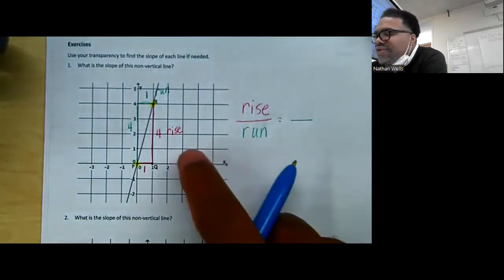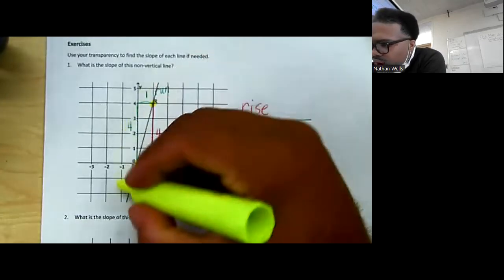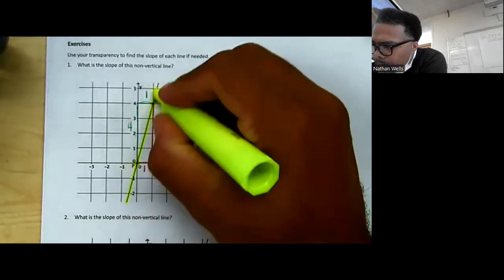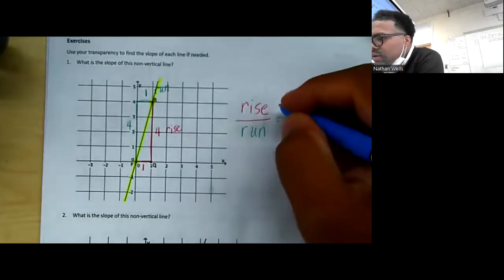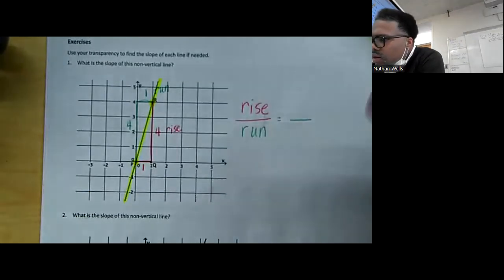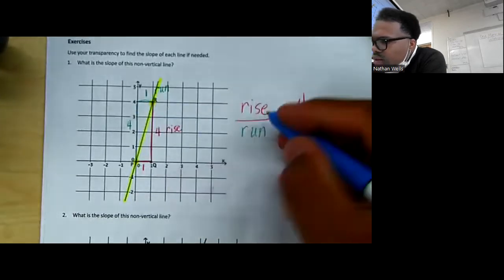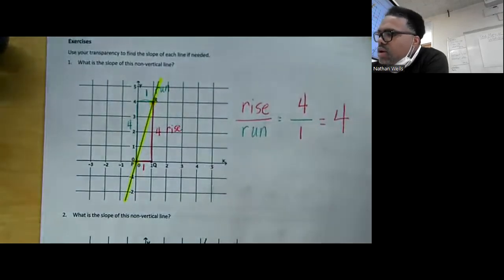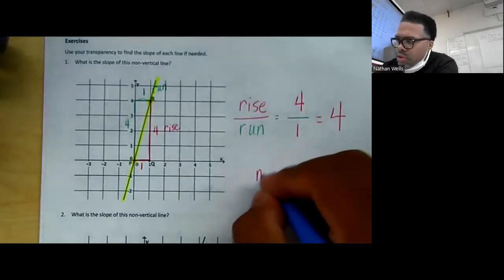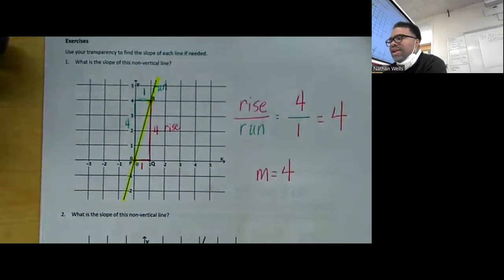So the slope of this line, let me highlight the line or of the graph. The slope of that line is 4 because I went up 4 and over 1. And 4 over 1 is just equal to 4. So my slope or my M is 4. We use M in algebra for slope.